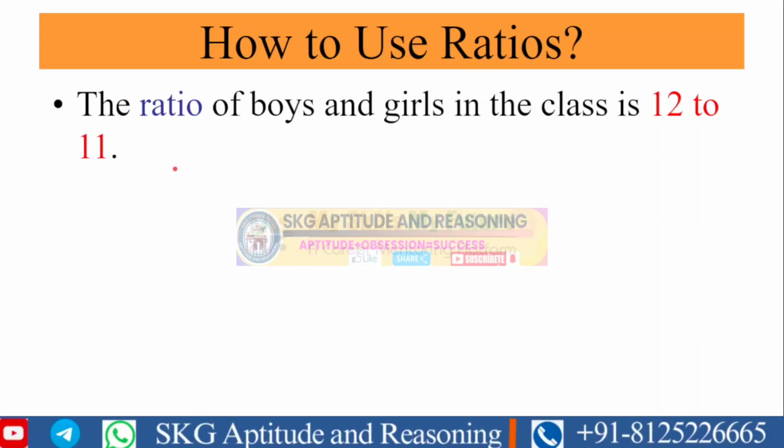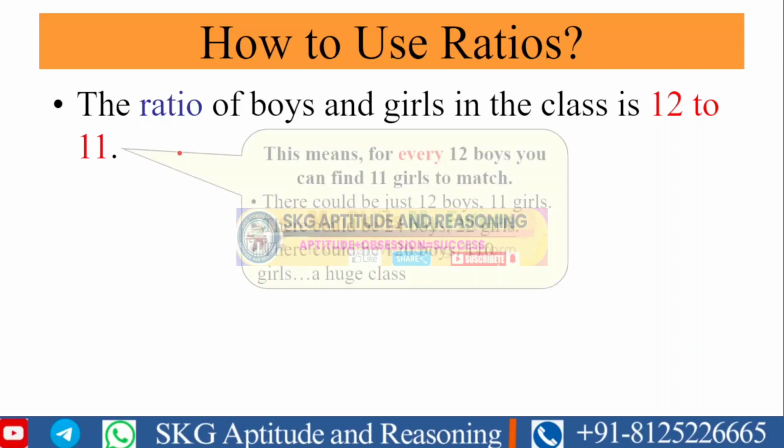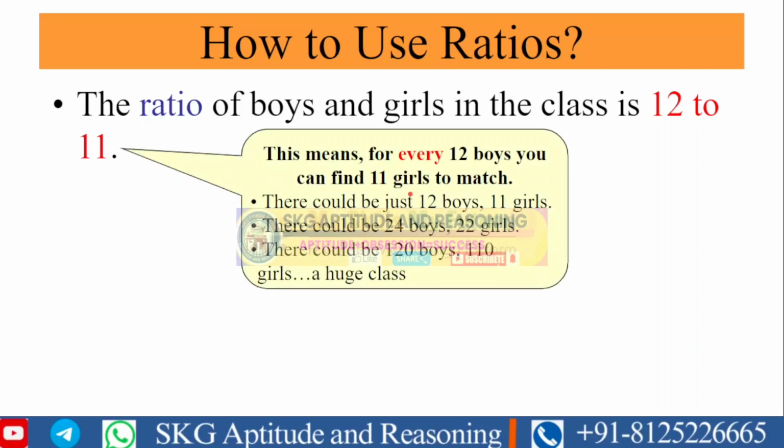The ratio of boys and girls in a class is 12 is to 11. So for every 12 boys, there are 11 girls to match. Similarly, for every 24 boys, there are 22 girls. In this also the same ratio is present, that is 12 is to 11 only. If we consider one more example, for every 120 boys, there are 110 girls. In this also the same ratio is present, that is 12 is to 11 only.